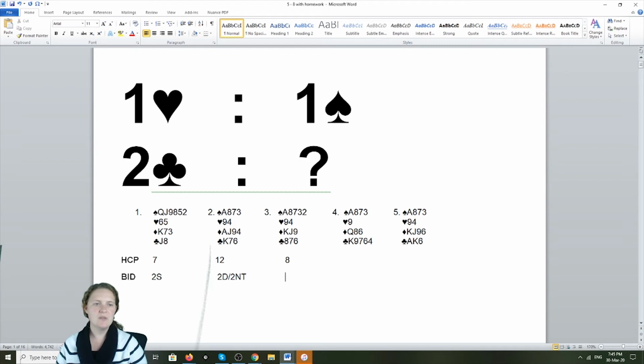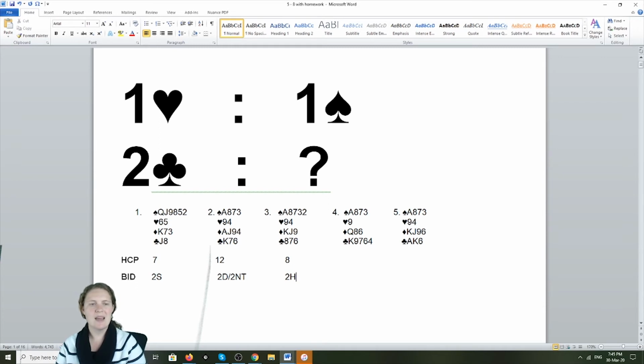Now, in terms of how we think about those options, if I were to bid spades, I should have 6 of them. So that doesn't feel good. If I were to bid 3 clubs, I should have 4 of them. I should have a fifth. So that doesn't feel good. The least worst option would definitely be bidding 2 hearts.